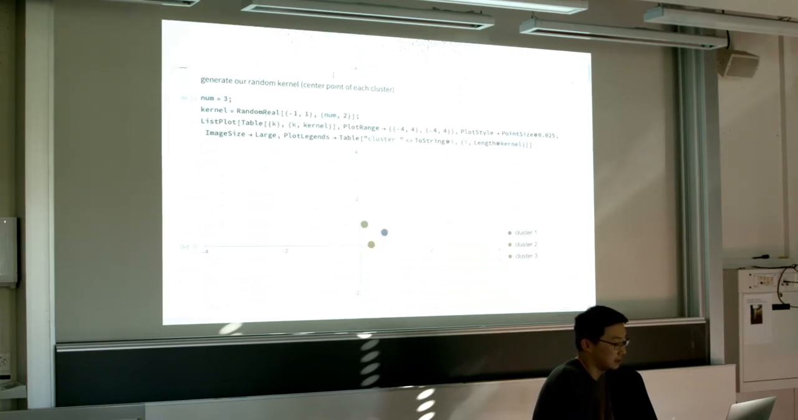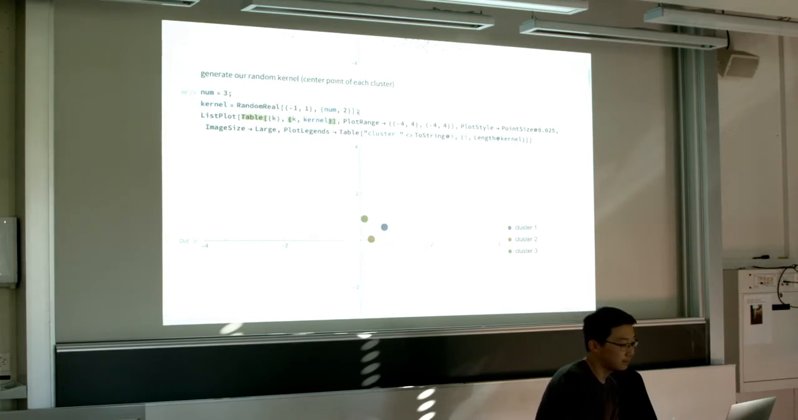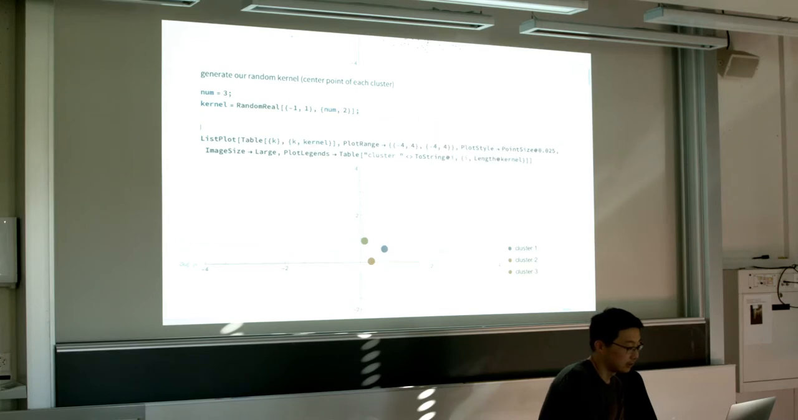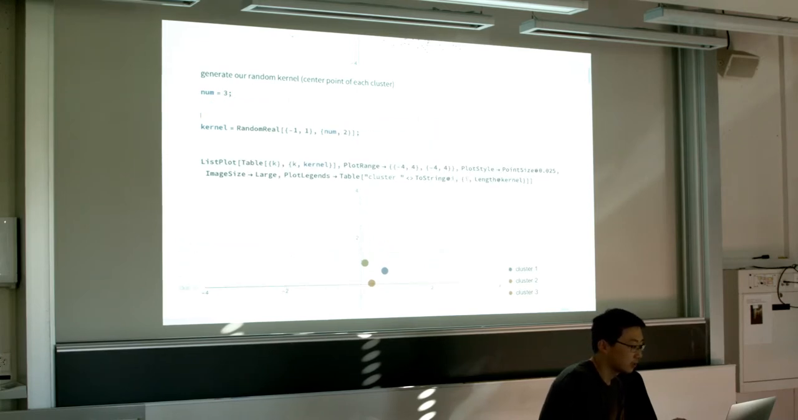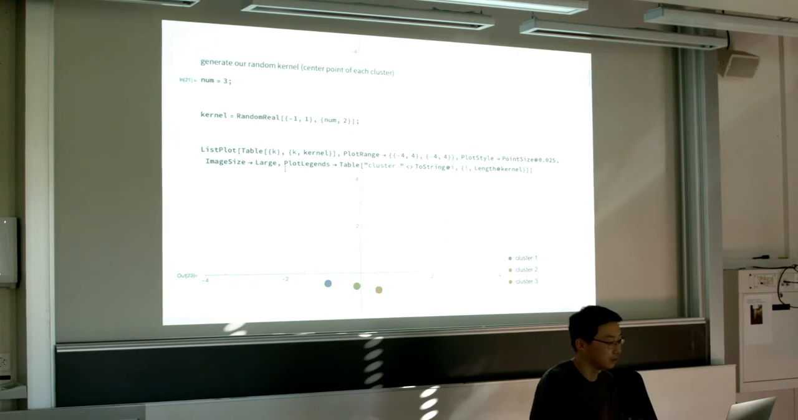The second step is to randomly generate some center points for the clusters, which I call kernels here. Again there are three steps. First, I specify how many center points I would like to have, and now the number is three. Second, I randomly generate the values, and third, I show them in the scatter plot. Because this is also random, if I run it multiple times, the result will be different.